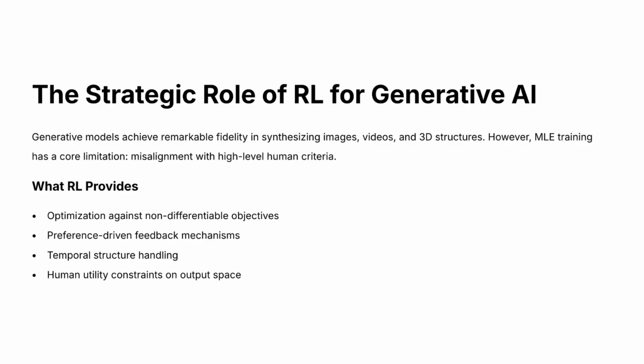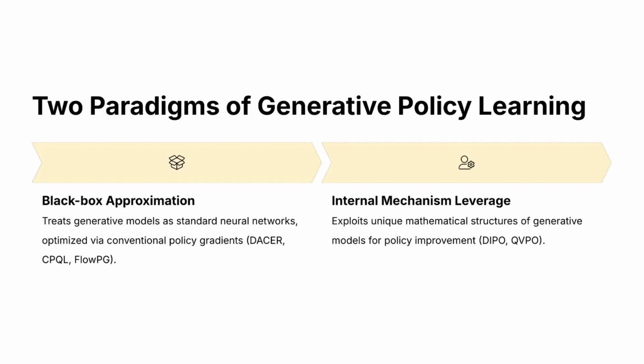All right, now let's talk about two paradigms of generative policy learning, which are two paradigms that can help to apply RL for generative AI. When we talk about generative policy learning, there are really two main patterns. The first one is black box approximation. In this approach, we treat the generative model like any other neural network and apply standard reinforcement learning techniques. Policy gradient methods such as DASR, CPQL, and Flow PG usually fall under this category. It's straightforward and flexible, but does not necessarily take advantage of the unique properties of generative models.